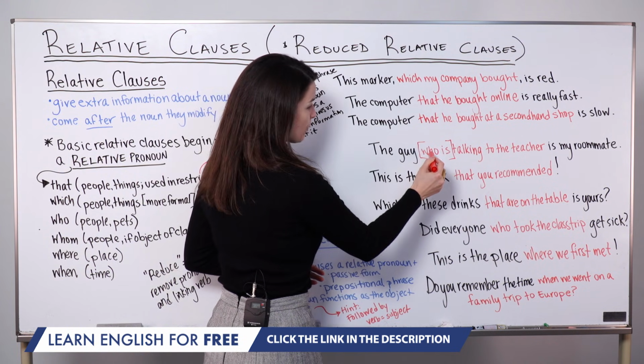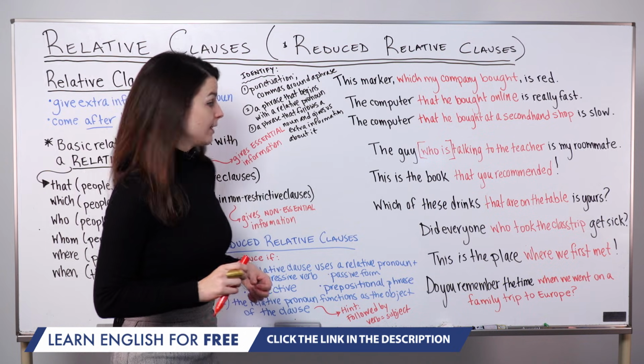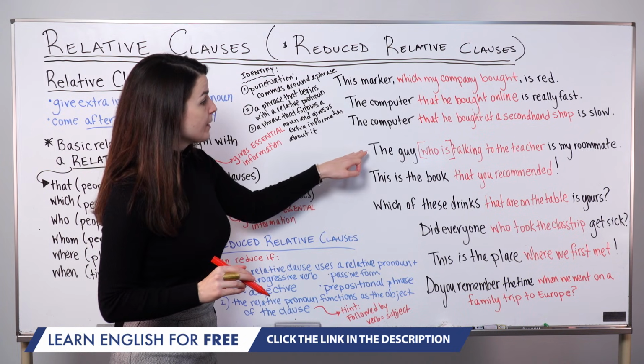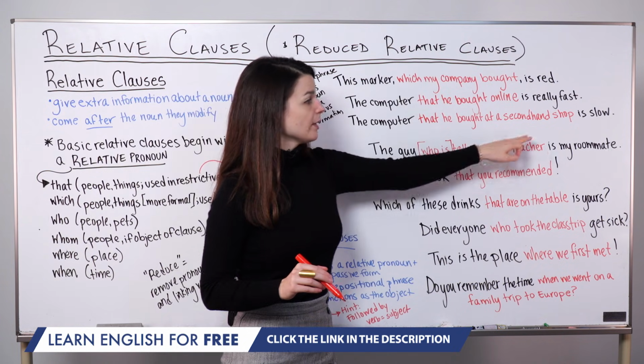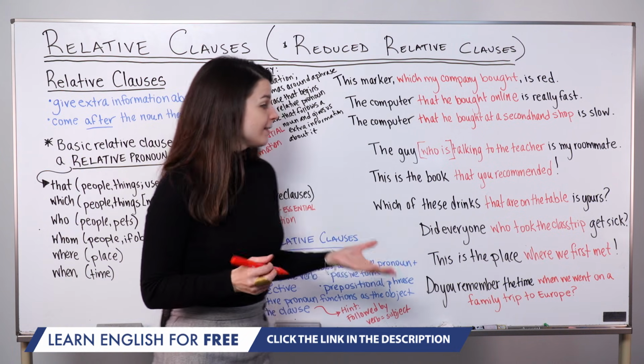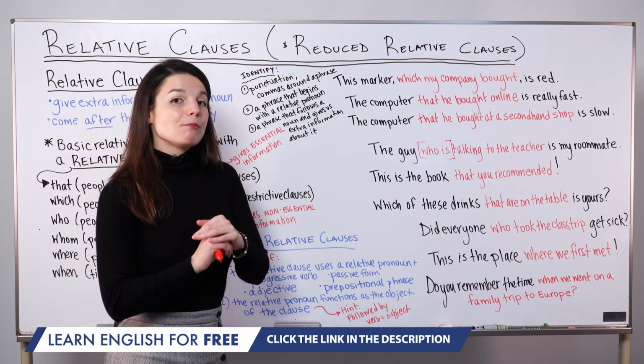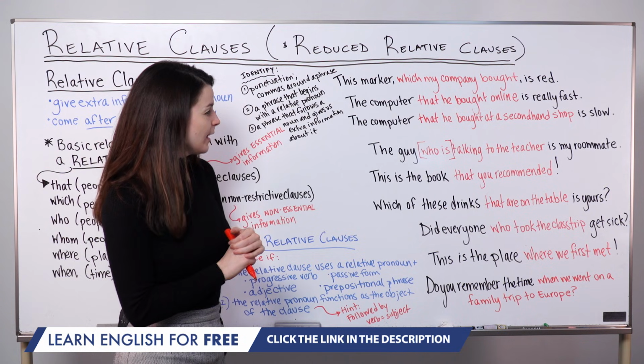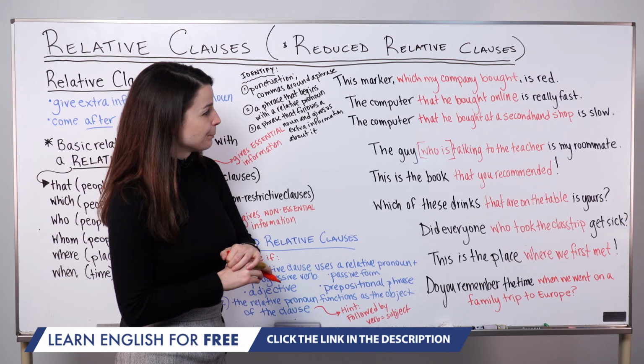Reduce with relative pronoun and with your linking verb in this case. So the sentence becomes, the guy talking to the teacher is my roommate. It's still grammatically correct, we've just removed part of the sentence. Let's look at another example.